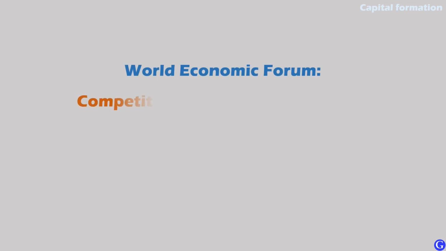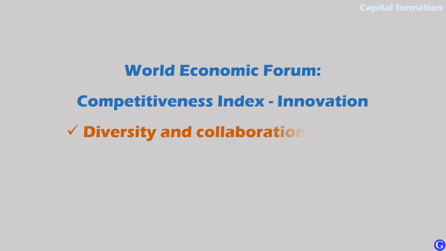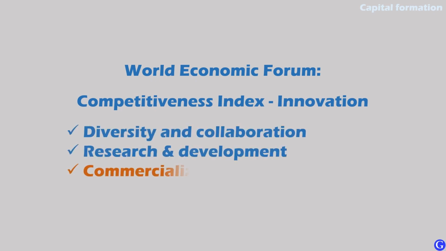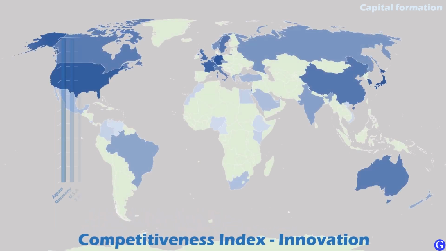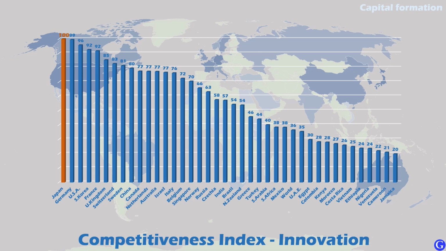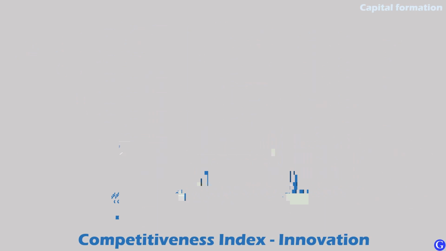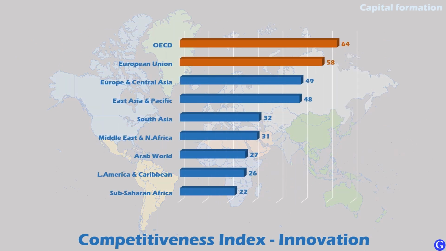The Competitiveness Index also brings a measure of innovation, with which it evaluates three components: diversity and collaboration, research and development, and commercialization. This indicator takes values again from 0 to 100. Our selection of countries is headed by Japan, with a perfect score. The most productive countries are in the first places: Germany, the United States, South Korea, France. The world average is 36, and most of our sample is above this average. The list is also closed with the least productive countries, Jamaica and Cameroon. At the regional level, the OECD leads, followed by the European Union, and Sub-Saharan Africa closes the list.